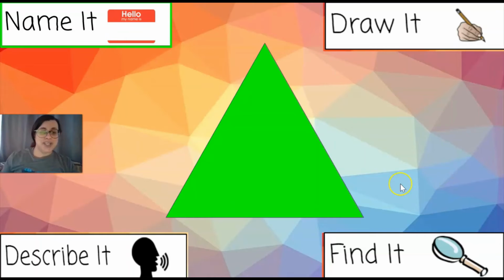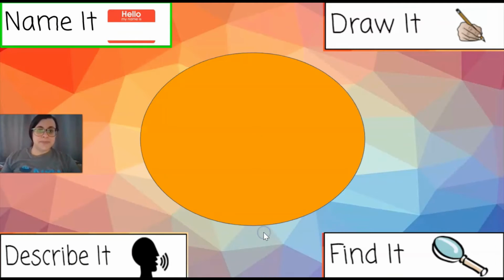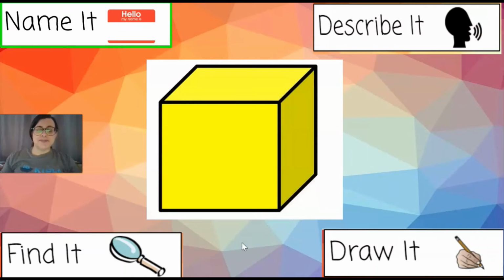Your teacher's going to pause the video and you're going to name this shape, draw it, describe it, and find it. And you can describe it as 3 corners and 3 sides. Your teacher's going to pause the video, name the shape, draw it, describe it, and find it. This is a circle, and you can describe a circle as having all curves.